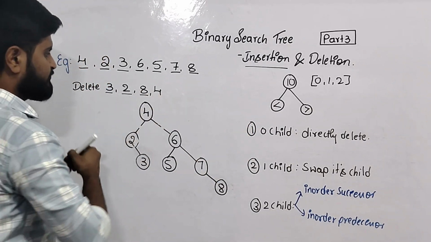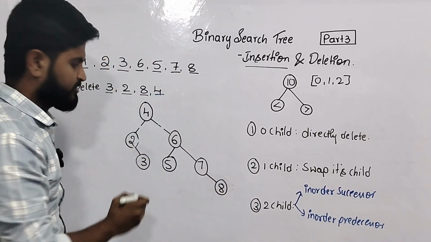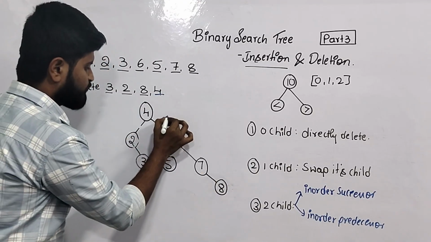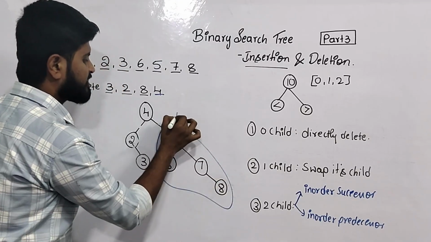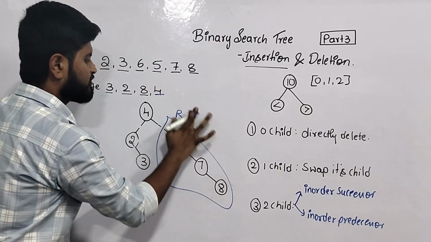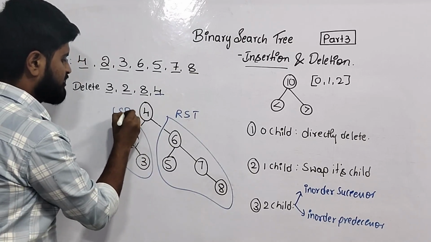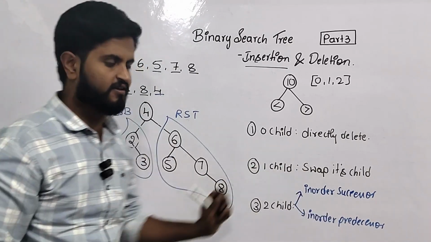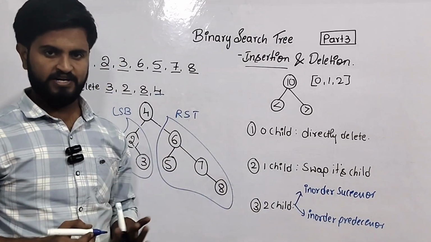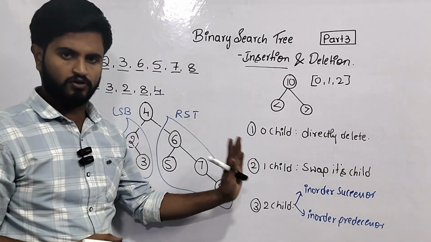Now I want to delete 4 because 4 is having 2 children, 2 and 6. Now for 4, this full part will become the right subtree, and this full part will become the left subtree. So right subtree is the successor, left subtree is the predecessor. You can use any method to solve the problem.